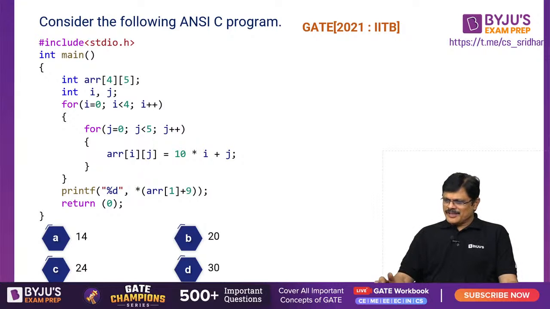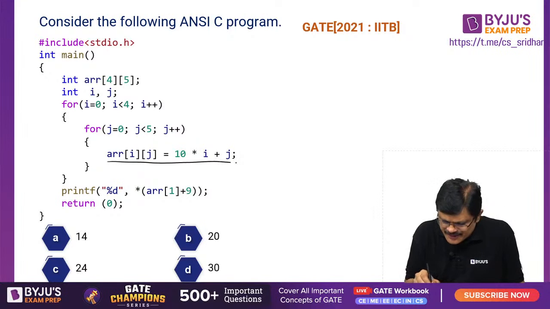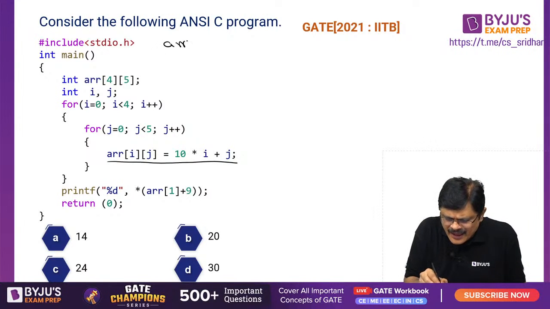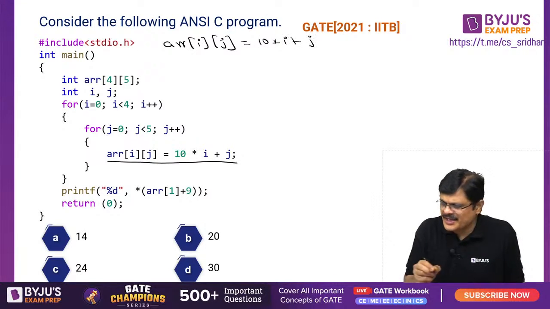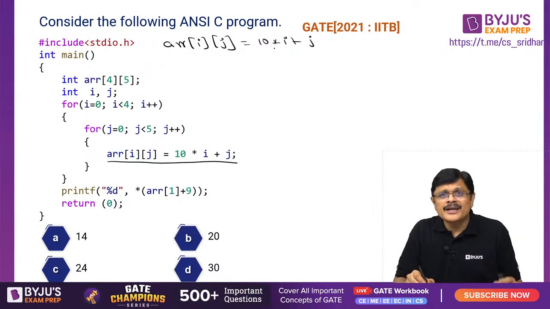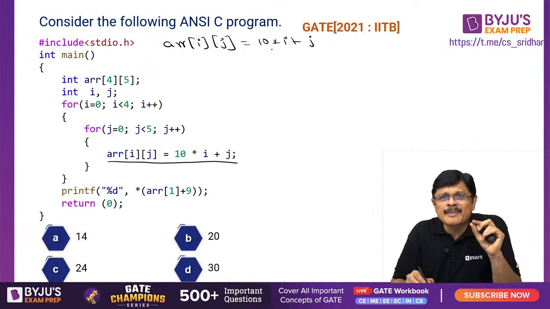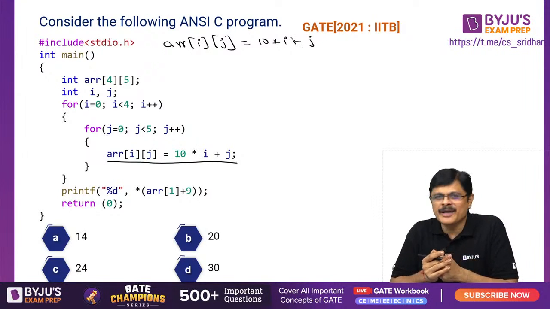To answer this question, first we have to understand the definition. arr[i][j] is what? It is 10 into i plus j. So what are you doing? The ith index is multiplied with 10, and then j is added.